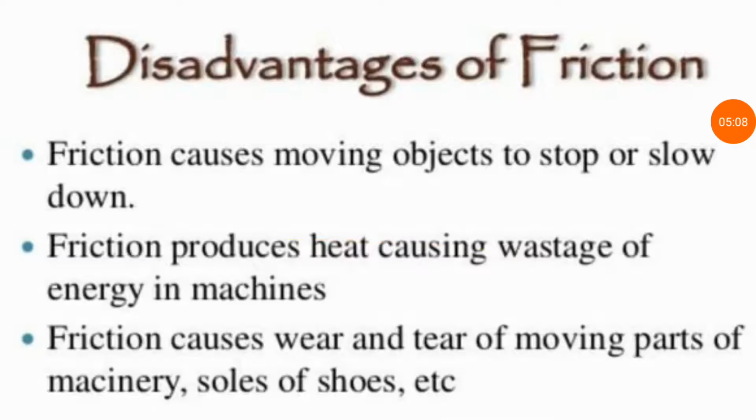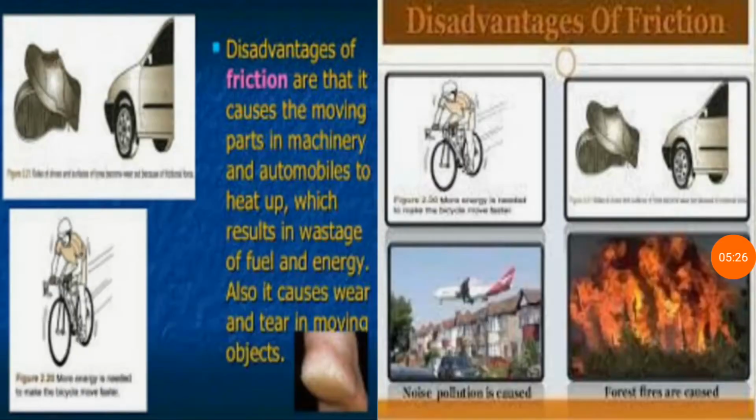Clear? Now the disadvantages of friction. Friction can sometimes be a hindrance. For example, it slows down moving objects and causes heating of moving parts in machinery. Energy is wasted to overcome friction in machinery, and it also produces wear and tear. You can easily see in the following figures what the different disadvantages of friction are.